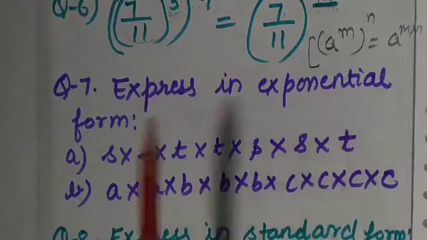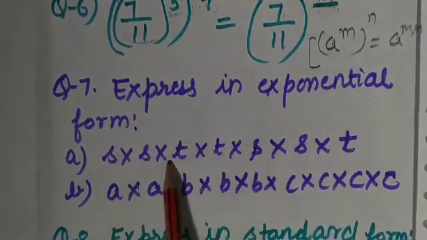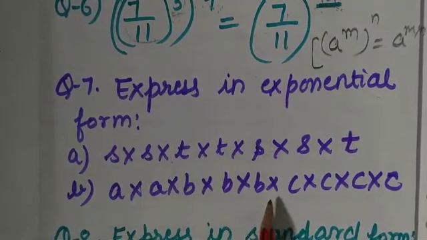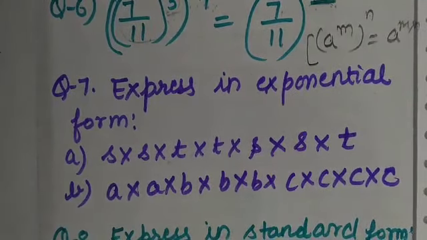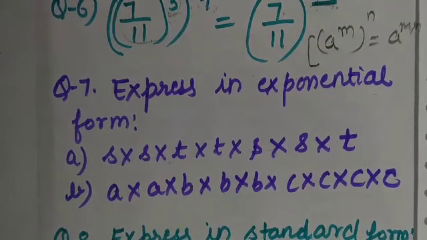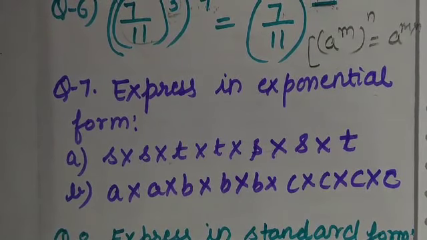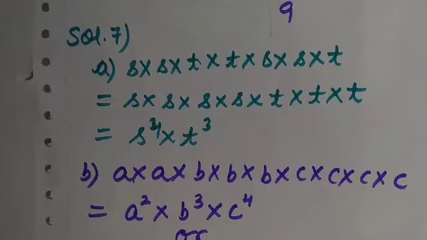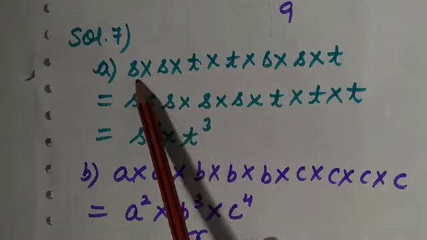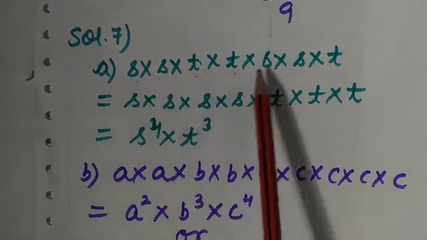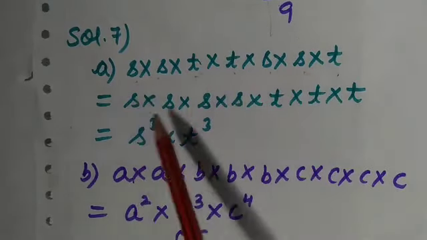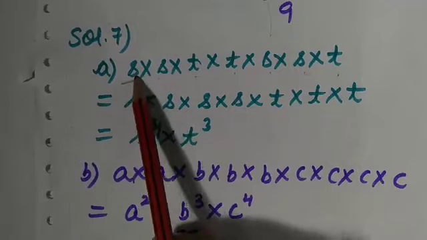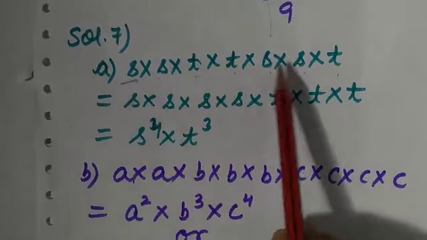Express in exponential form. We have given two parts and we have to express them in exponential form. Exponential form is in the form of powers, numbers in the form of powers. So let us take a part first. So a part we are having is s into s into t into t into s into s into t. Now here we are multiplying 4 s's.